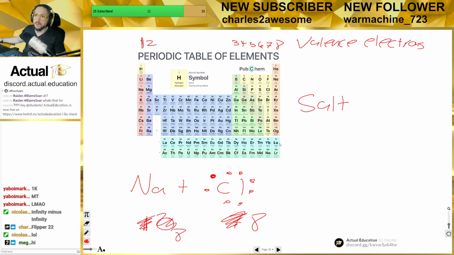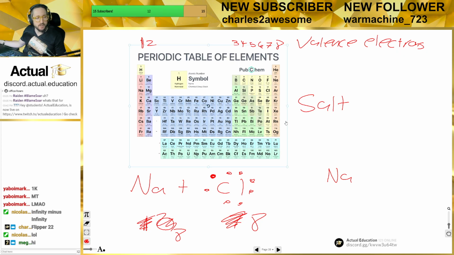I'd have to show a diagram. Is he gonna have the chart up for the test? He doesn't need the chart. A periodic table is all you need. Yeah, it's like a huge periodic table.